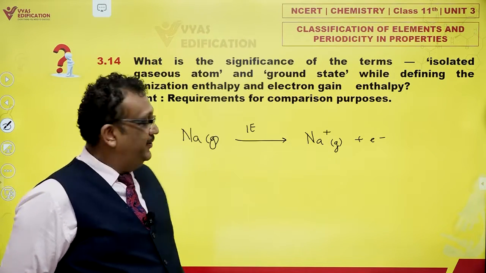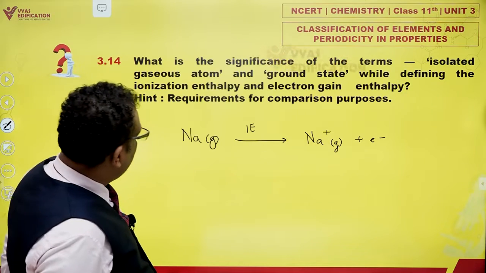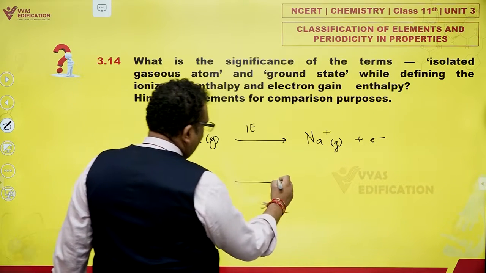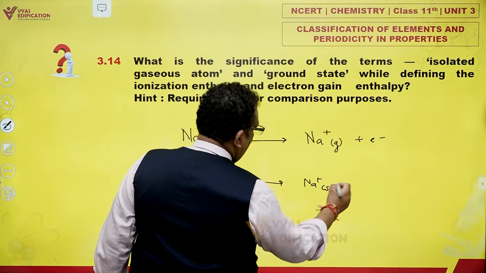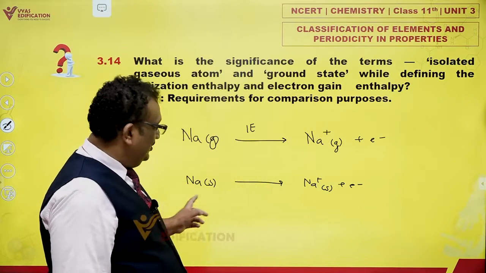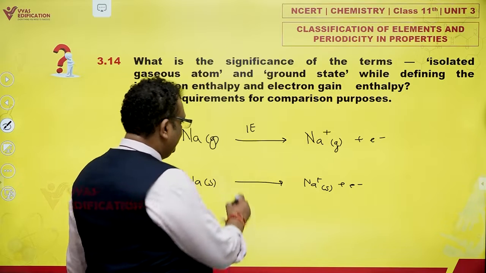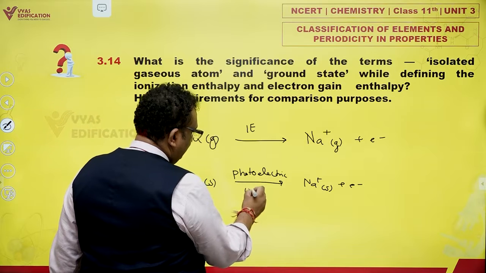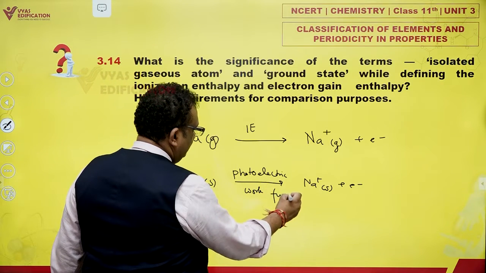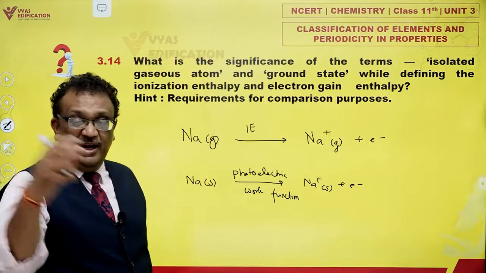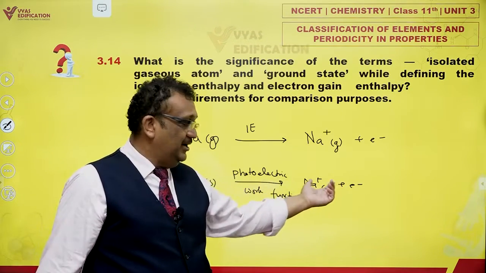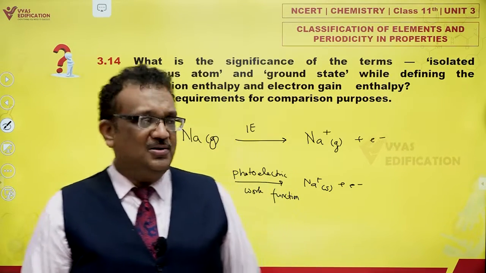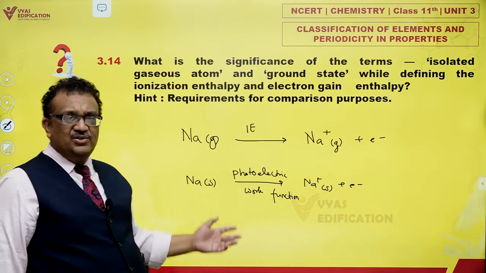See, the thing is very simple. Instead of gaseous, had I had something like Na solid giving me Na plus solid plus electron, you know, this would have been photoelectric work function. Why? Light falls on solid metal, electrons are ejected, you get ions. This is clean photoelectric work function, nothing else. So, this is not ionization energy.